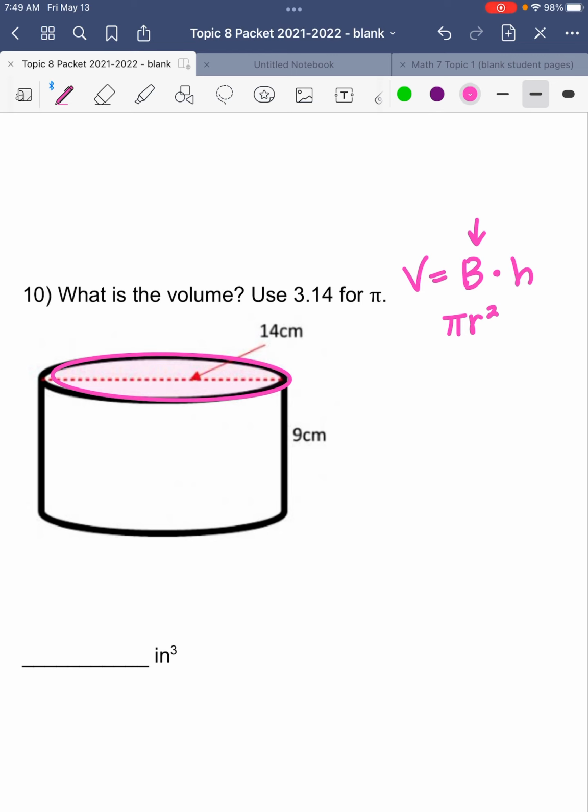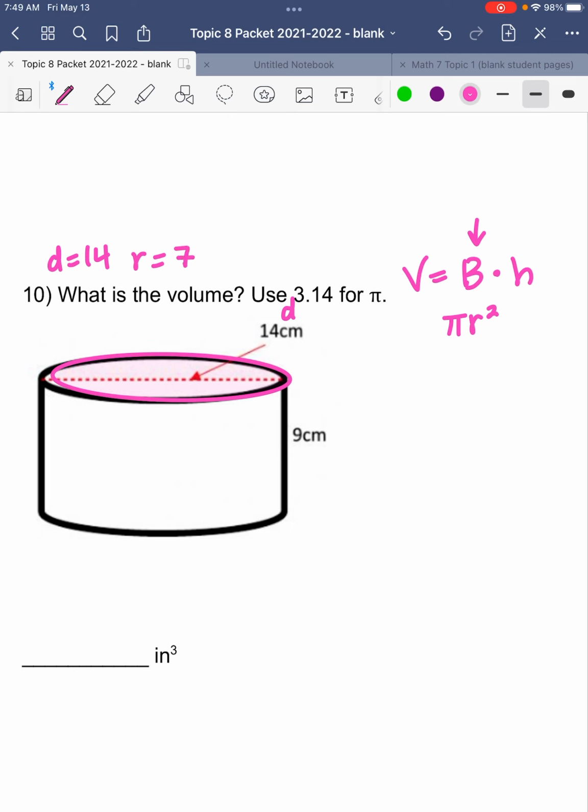So do I have my radius given to me? No. I see that 14 goes from edge to edge. So it goes all the way across. That 14 is actually my diameter. So if I know my diameter is 14, can I figure out my radius? Yes, it's just half of 14. So half of 14 is 7.